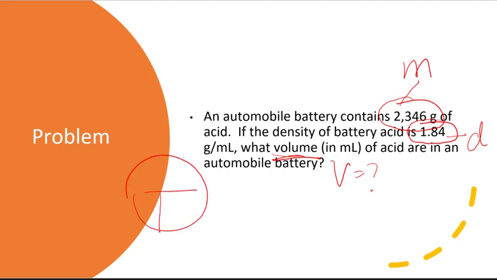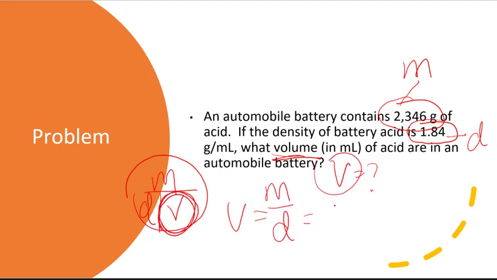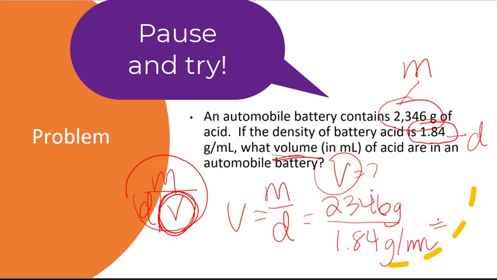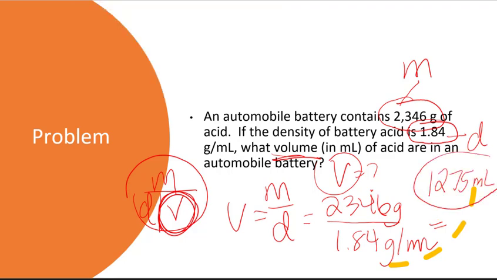Let's write down that little equation where I said density is mass over volume. We want to find volume, so my equation would be volume is equal to mass divided by density. Let's plug in what we know. We know that our mass is 2,346 grams and that we were told our density is 1.84 grams per milliliter. Why don't you pause this and get your calculator out and let's see what we get. Did you get 1,275 milliliters? Hopefully you saw that grams and grams would cancel out, leaving us with just milliliters.